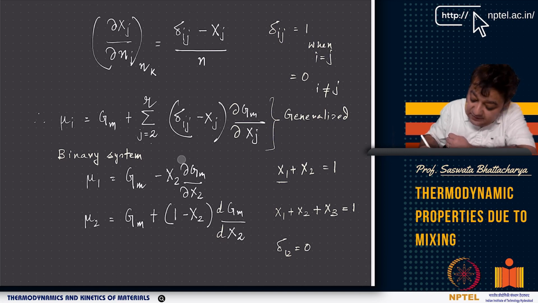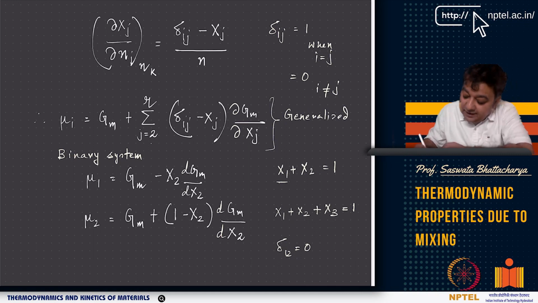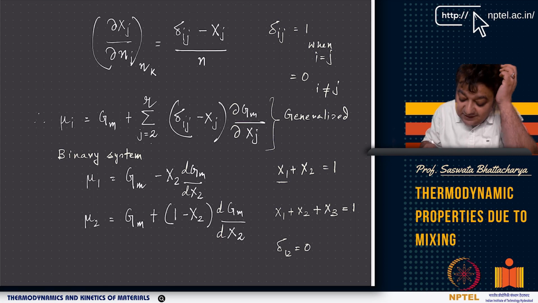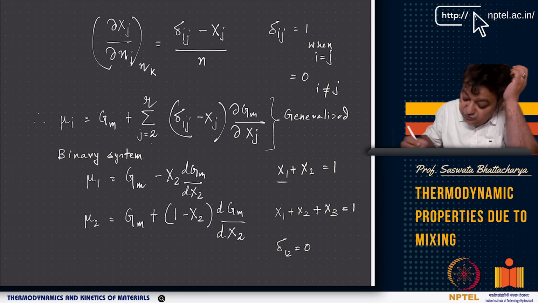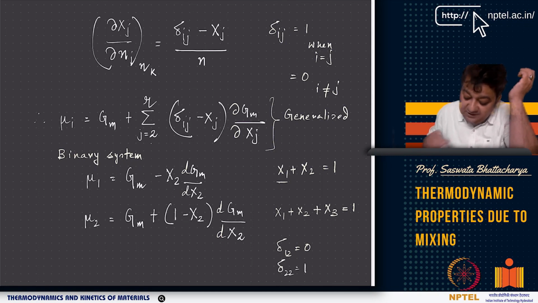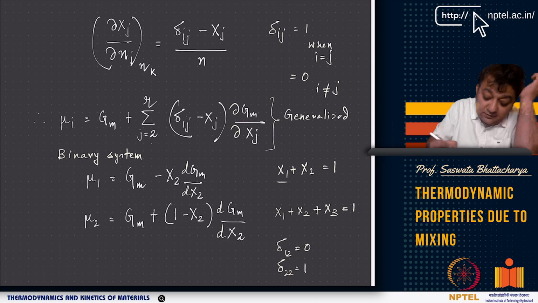Here I cannot write del gm del x2 keeping x1 fixed, because x1 plus x2 equal to 1, right? You have to write dgm dx2. And the other part, if I put i equal to 2, now delta 2 2 equal to 1, so 1 minus x2 dgm dx2. So you get both the intercepts mu1 and mu2.